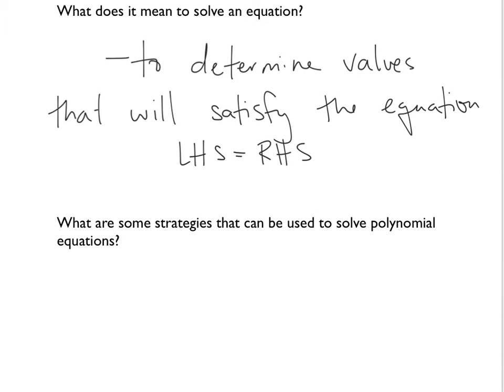When we want to solve an equation, we just want to determine values that will satisfy the equation, where the right-hand side is equal to the left-hand side, or the left-hand side is equal to the right-hand side. So they're equal. So what are some strategies that we can use to solve polynomial equations? We can use factoring or algebraic methods, just like we've been doing previously in this course.